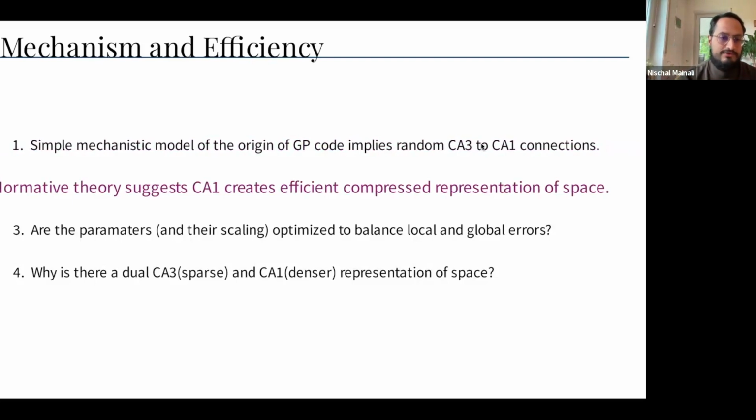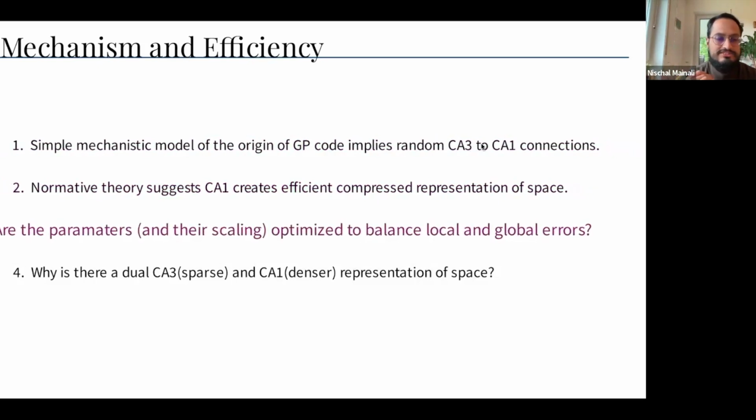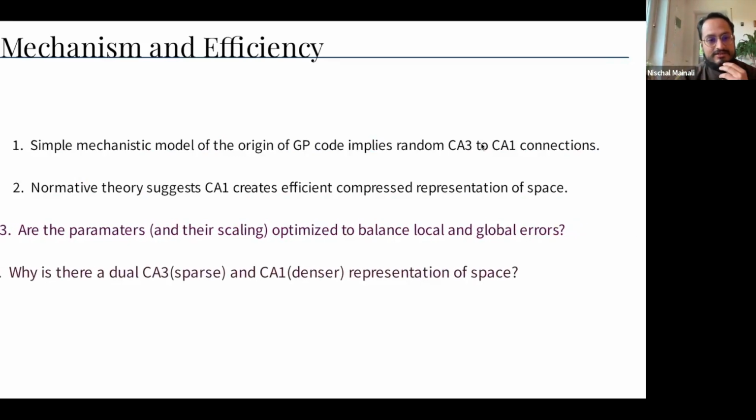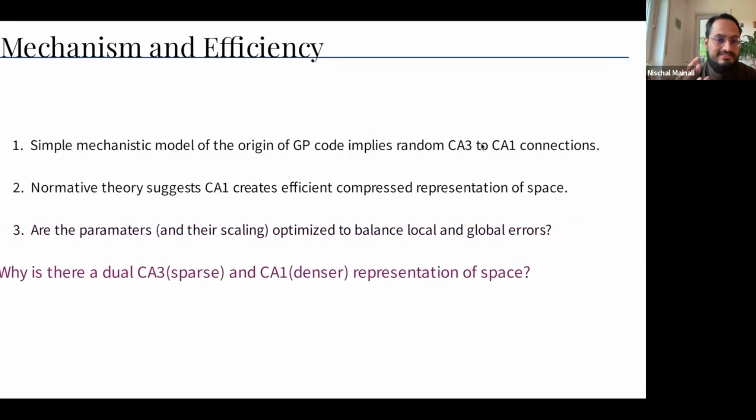And this gives rise to a few questions. Firstly, earlier we saw a certain kind of scaling behavior in a parameter, like correlation length. And it gives rise to a question: is this scaling arising due to some normative consideration where the code might be trying to balance local and global errors? We're working in this direction. And it gives rise to a larger question: why is there this dual CA3 sparse and CA1 dense representation of space? Why is there this dual structure of spatial representation in hippocampus?